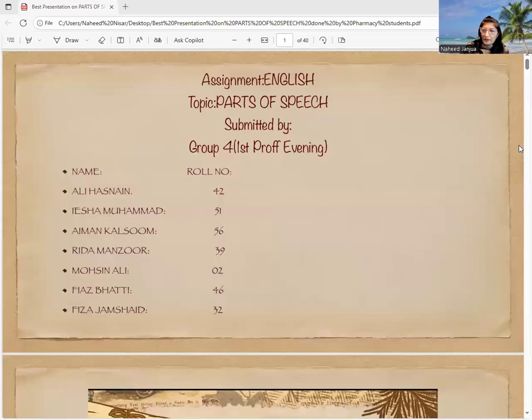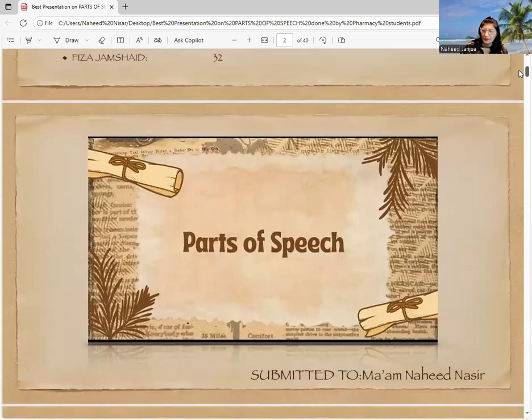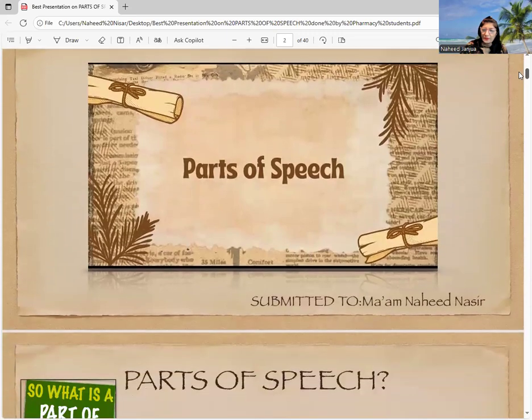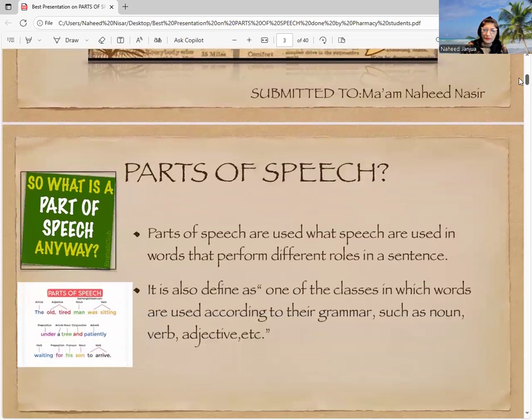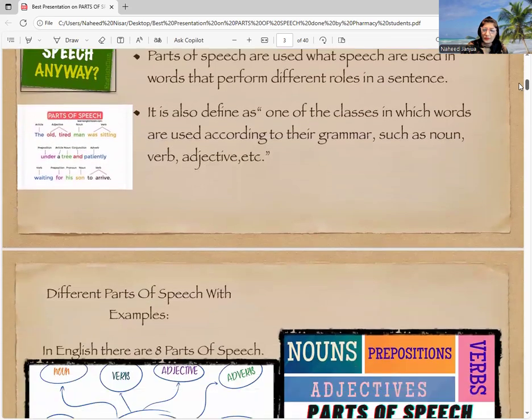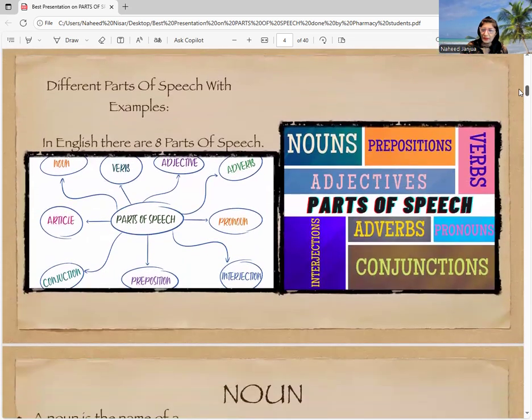I'm going to share the slides. Now see that the slides are on the topic of parts of speech. So, work done by the pharmacy students. I would explain the relevant points later on, but I just want to show you the work the students have done as an assignment.